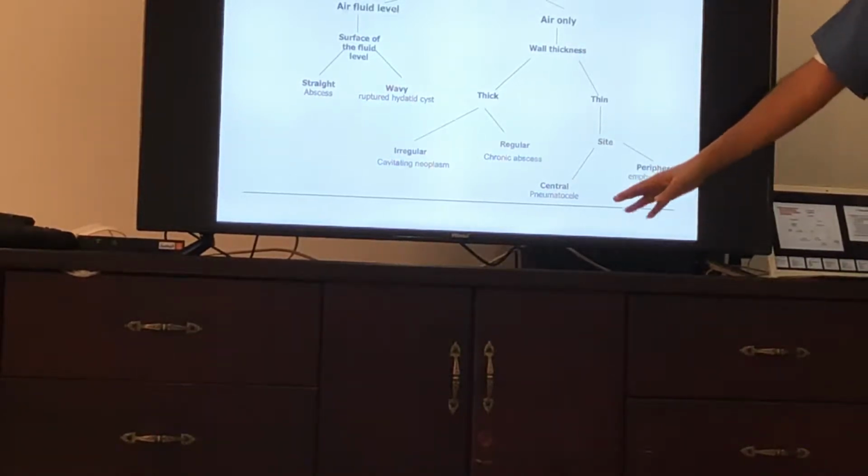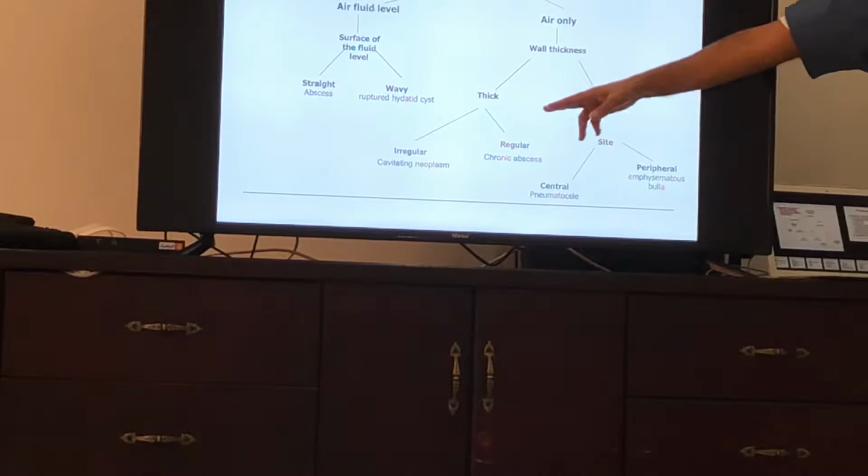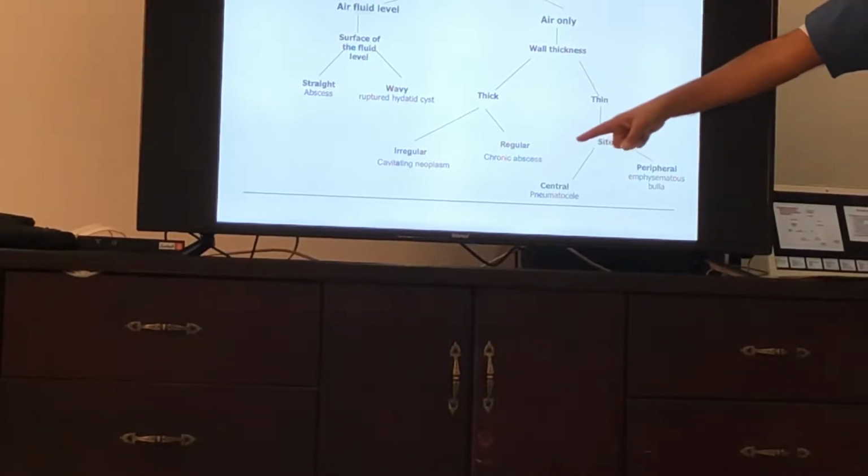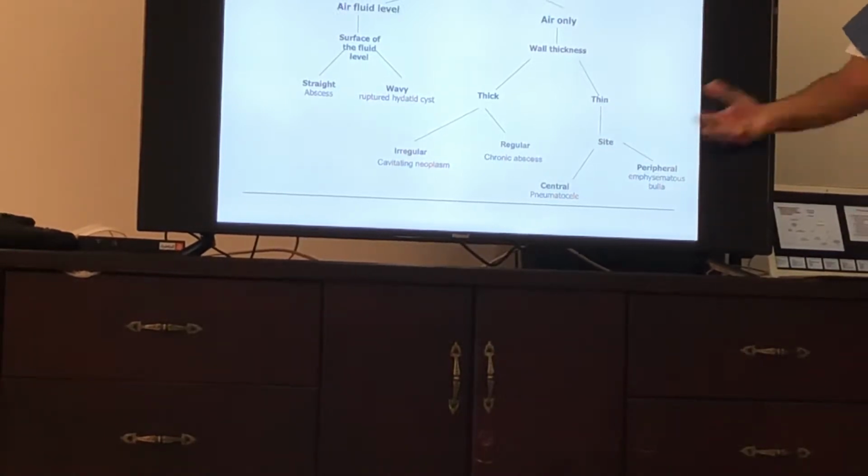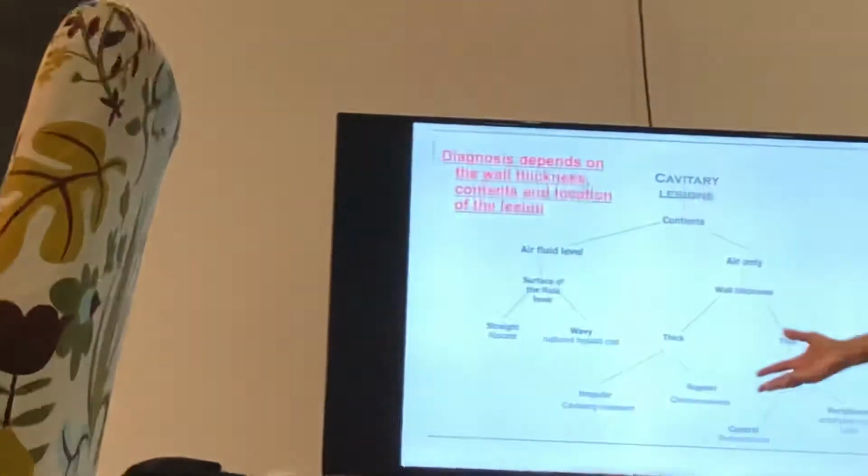If it's central, it's an omatocele, okay? What about if it's thick? If it's thick, look at the actual wall. If it's a regular wall, it's more of a chronic problem, so it's a chronic abscess. If it's irregular, that means there's actual speculation or infiltration. It could be a malignant cavity, yeah?